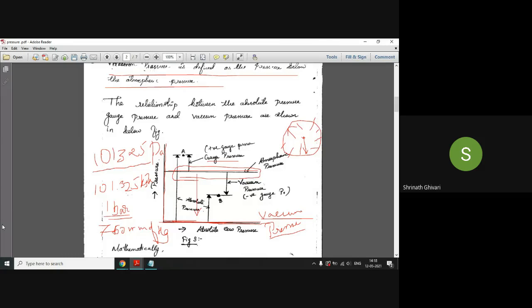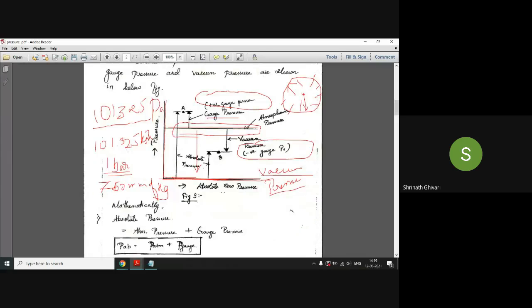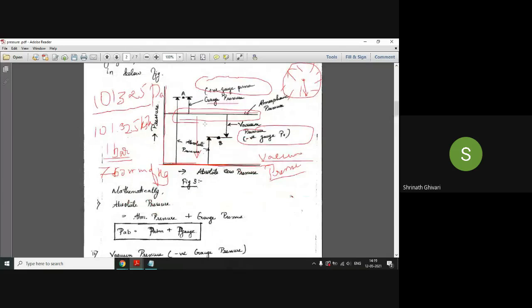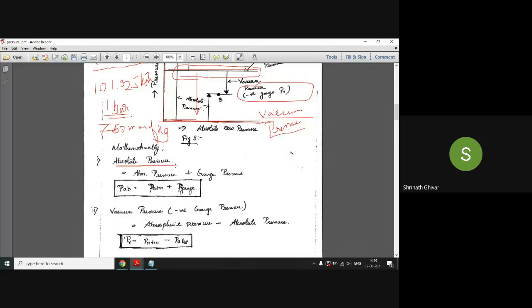And what is vacuum pressure? Vacuum pressure is below atmospheric pressure. Whatever pressure is below 101.325 kilopascal, that is called vacuum pressure. That is also known as negative gauge pressure, and the gauge pressure is also known as positive gauge pressure. So the relationship between these is given. So what is absolute pressure? Absolute pressure is atmospheric pressure plus gauge pressure. Remember this. That is P absolute equals P atmospheric plus P gauge.